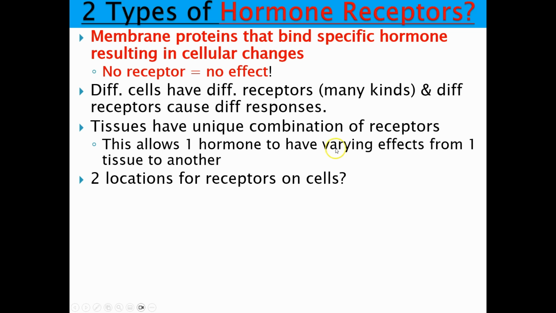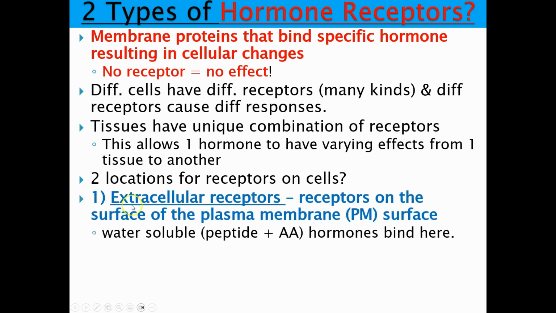This is what you need to know moving forward in the lecture, and what I would consider, for me and my students, fair game to test on. You need to know there are extracellular receptors, and these are receptors on the plasma membrane surface, which means they are on the outer surface of the cell. Extracellular is outside of the cell because, truly speaking, it's not internal. It's on the surface. And this is where water-soluble hormones are going to bind.